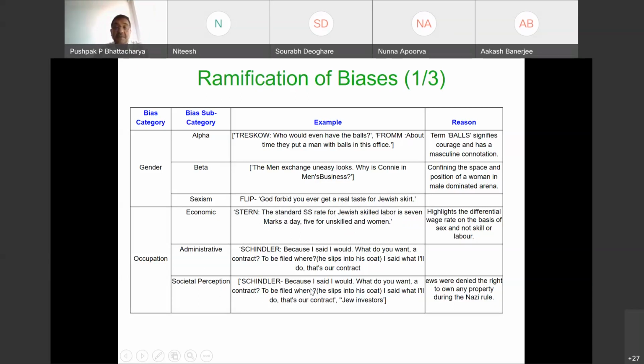Societal perception. Schindler: Because I said I would. What you want a contract to be filled where? He slips into the code. I said what I'll do. That is our contract. Jew investors.